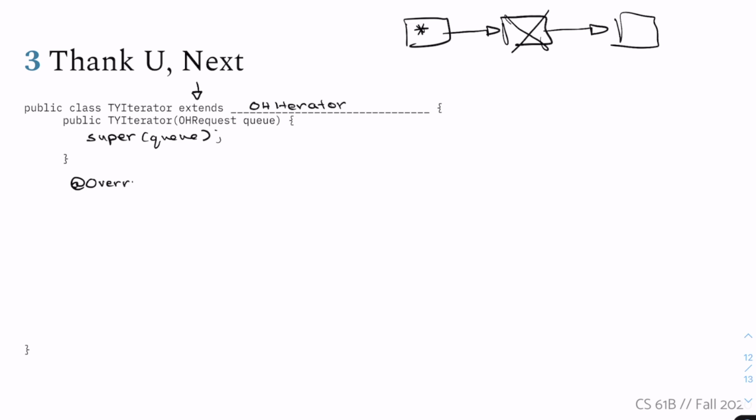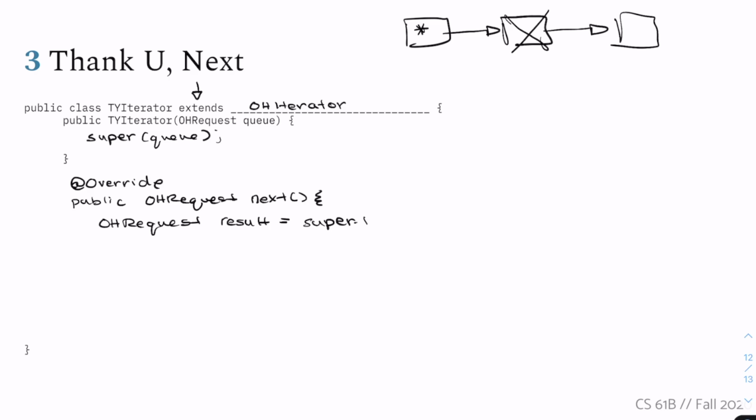So we'll do @Override public OH request next. And so first we'll get the results from calling next on our superclass. So we get result equals super.next, which will handle all the throwing errors and stuff for us already.